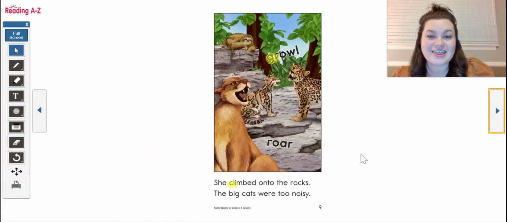Let's keep reading together. She climbed onto the rocks. The big cats were too noisy. There's another blend. Growl and roar. There's Sloth. Can she sleep? Gosh, she just can't find a place to sleep, can she?